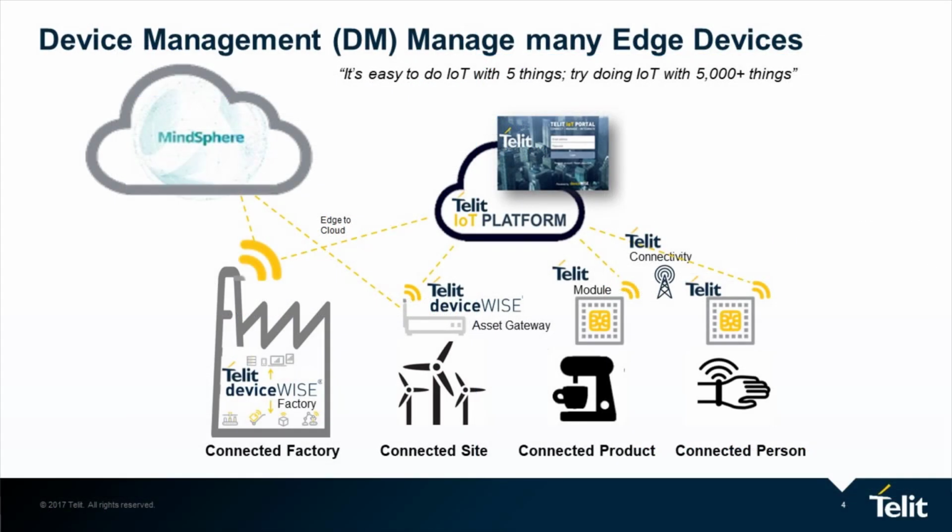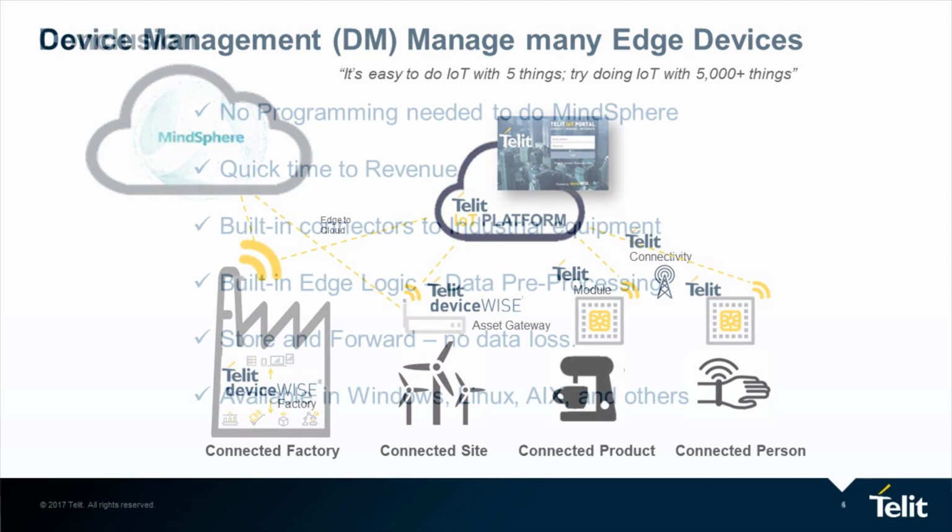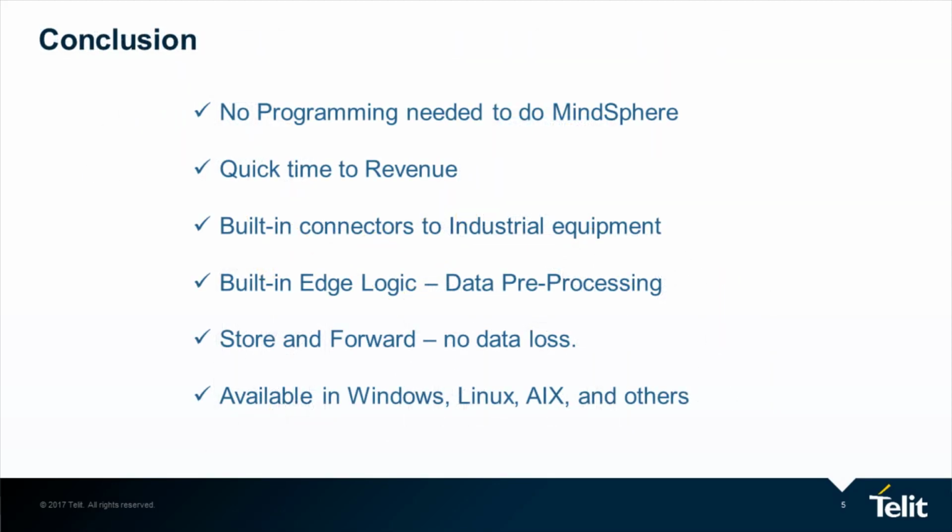It's easy to do IoT with 5 things. Try doing IoT with 5,000 plus things. deviceWISE provides a device management service that can scale. deviceWISE requires no programming, allows for quick time to revenue. It has built-in connectors to industrial equipment and a built-in edge logic layer for data pre-processing.